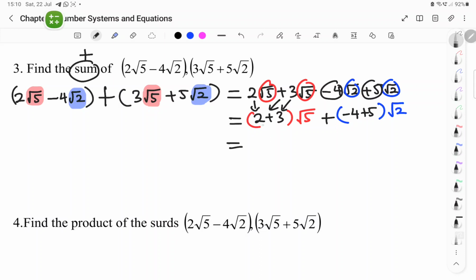Okay, then we solve. 2 plus 3 is 5 square root of 5. And then this one, minus 4 plus 5 is 1. 1 square root of 2. No need to write the 1. It's hidden. So that's the answer for number 3.